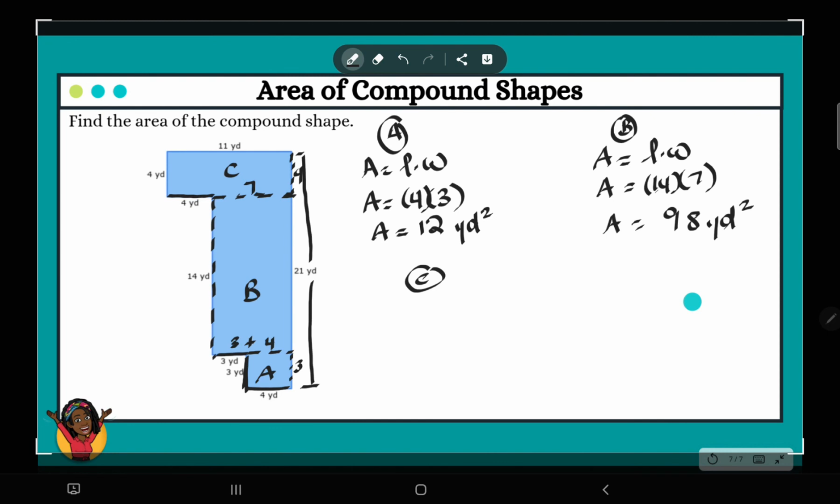Now let's take a look at rectangle C. So we know that this bottom portion from here all the way across is 11, and the side is 4. So the dimension for rectangle C would be 11 and 4. So we'll multiply those. 11 times 4 is 44 yards squared.